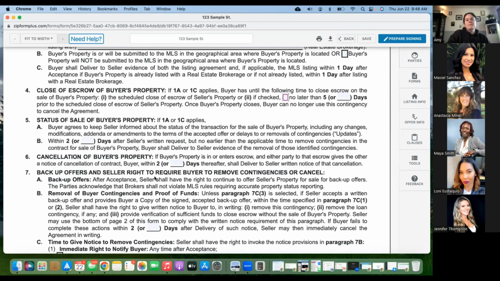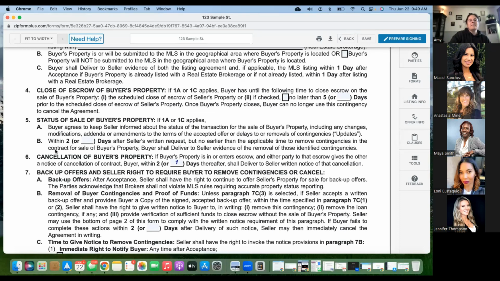Cancellation of buyer's property. If the buyer's property is in or enters escrow and either party to that escrow gives the other a notice of cancellation of contract, the buyer within 2 days thereafter shall deliver to seller written notice of that cancellation. Just so you know, if I'm the listing agent on a property, I probably want this moved to like 1 day. If that property gets canceled on, I need to know immediately. Any questions about 4, 5, or 6? I think we just did 5 or 6. No, we did 4, 5, or 6.